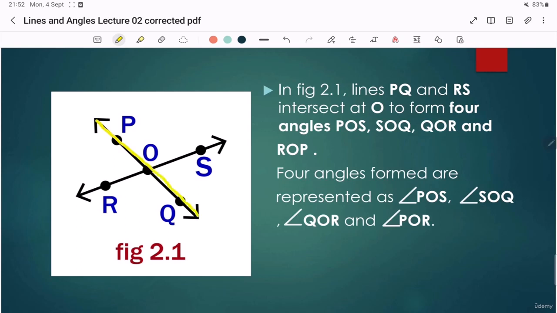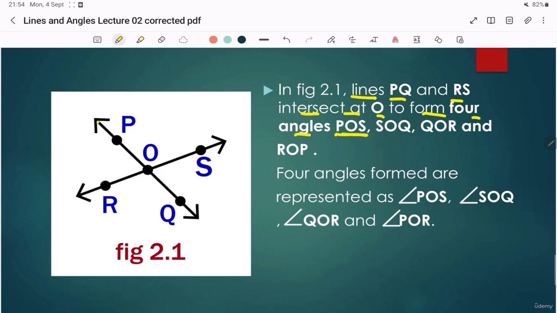Now we have two lines, this line PQ and this line RS. They are intersecting at point O. So this point is the point of intersection. In the upcoming video, we will see what intersecting lines are. Now just understand that these are two lines and they have point of intersection O. Therefore, O is the point of intersection and they are forming four angles. One angle is this, another angle is this, another angle is this, and another angle is this. Lines PQ and RS intersect at O to form four angles.